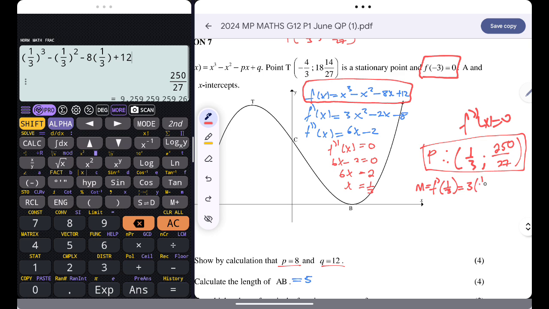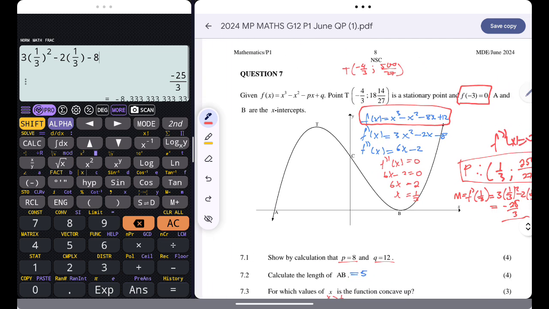So that's 3 times (1/3)² minus 2 times 1/3 minus 8. So the gradient is basically equal to 3 times (1/3)² minus 2 times 1/3 minus 8. So this will just give me negative 25 over 3. So this will be the gradient.